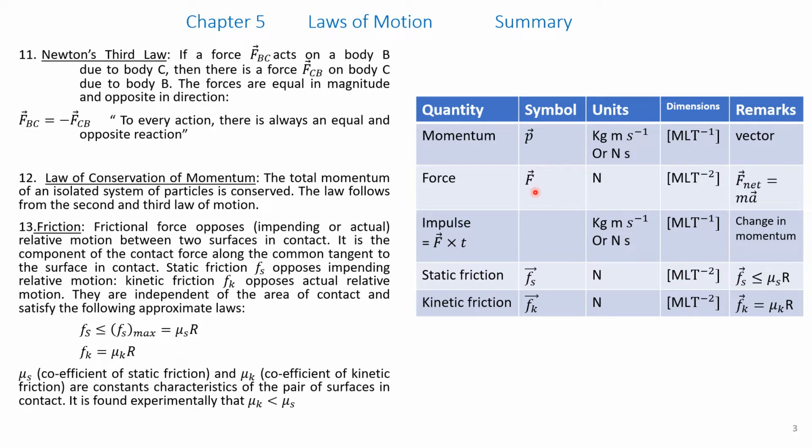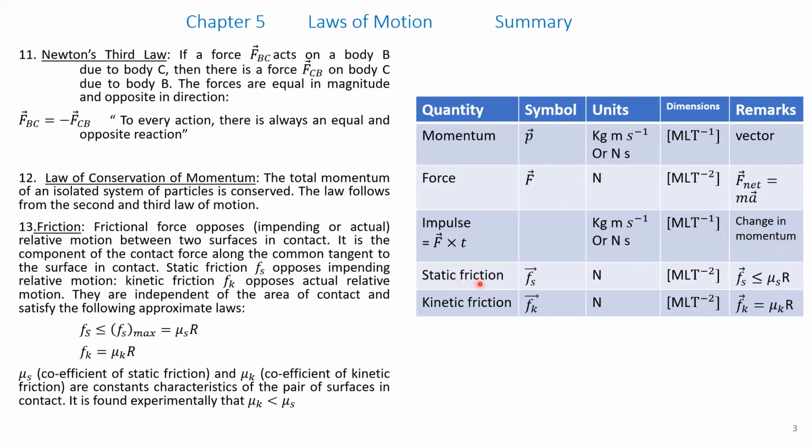Force F, the unit of force is Newton and its dimensions are ML T to the power of minus 2. The net force is equal to mass into acceleration. Impulse is equal to F into t. Its unit is kg meters per second or Newton second, and its dimensions are ML T to the power of -1, and impulse is the change in momentum.